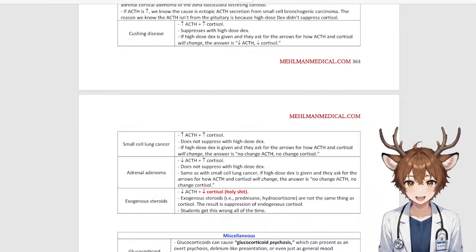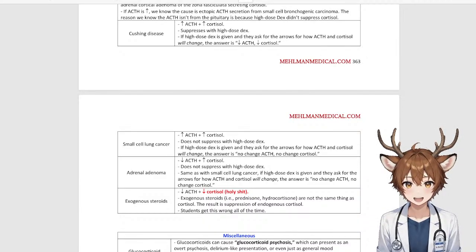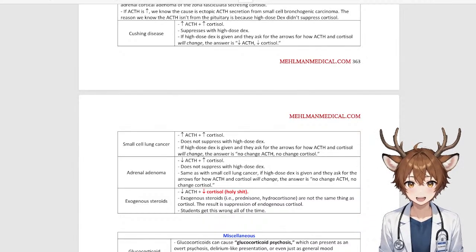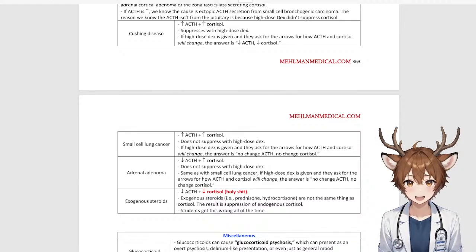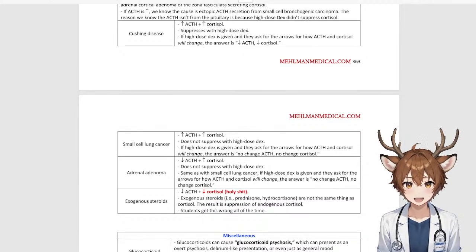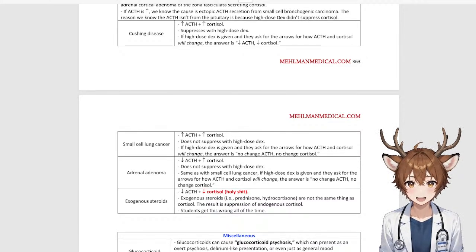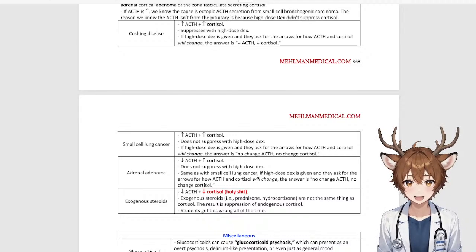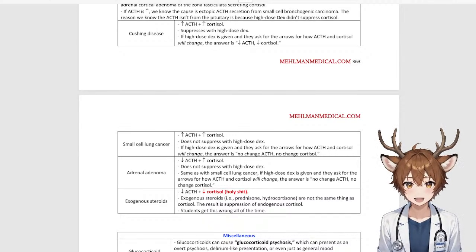Adrenal adenoma, low ACTH but high cortisol. It does not suppress with a high dose dexamethasone. Same as with the small cell lung cancer, if the high dose dexamethasone is given and they ask for the arrows for how the ACTH and cortisol will change, the answer is no change ACTH, no change cortisol.